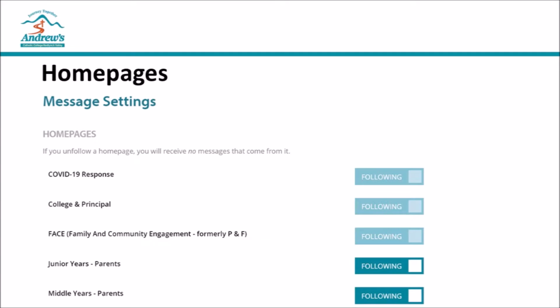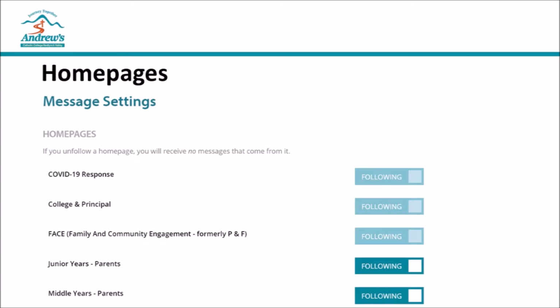These are often the college's key communication pages that you have been subscribed to by the college, or groups that you have asked to join. The key pages you are automatically subscribed to are the college and principal page, the COVID-19 response page, and the face page. These are forced follow pages and you cannot unfollow them. You will also be automatically joined to pages for your children's year level.